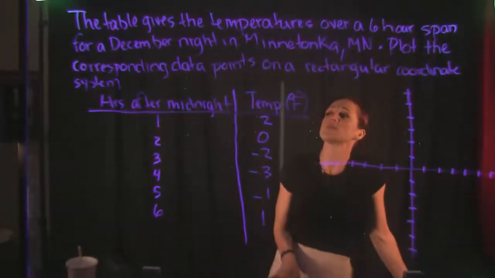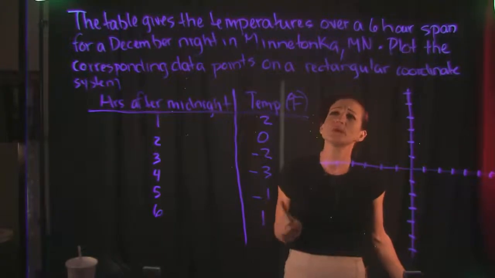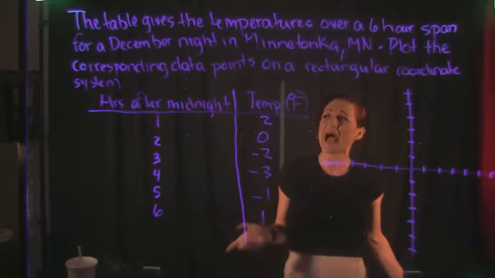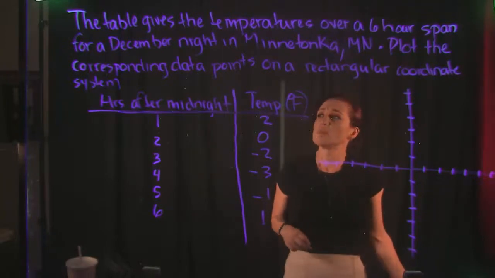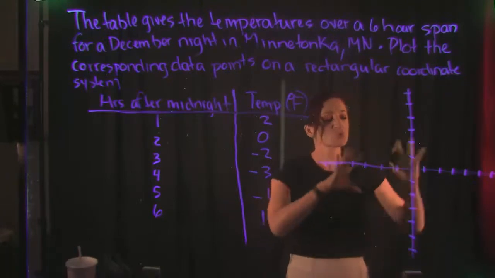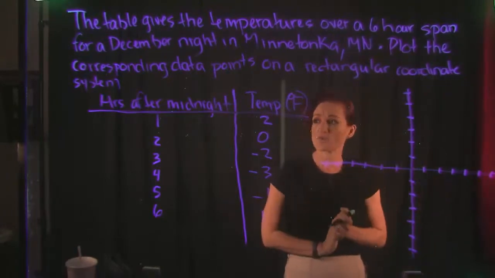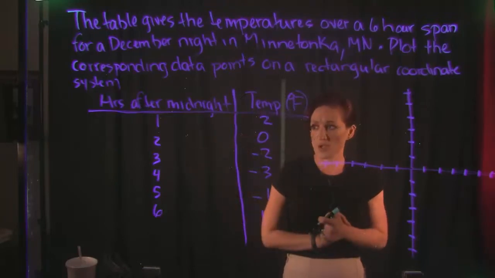Alright, so for the following video, we're going to do the following problem, which says, the table gives the temperatures over a 6-hour span for a December night in Minnetonka, Minnesota. Plot the corresponding data points on a rectangular coordinate system. So we have our rectangular coordinate system right over here, and we are going to plot points based off of this table.